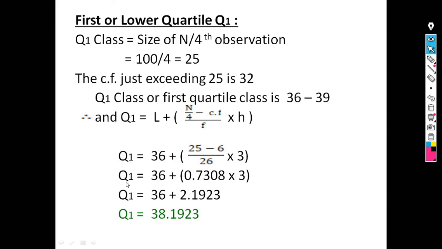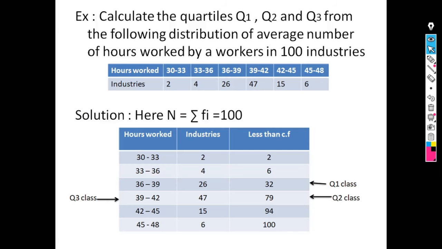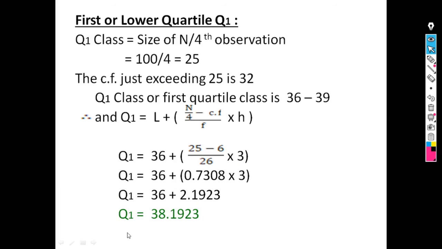After doing all this calculation, Q1 is equal to 38.1923, and we can check whether our answer is right or wrong. Our answer must be in that class interval, that is the first quartile class interval. Our first quartile class interval is 36 to 39, and the value of Q1 is 38.1923, which means this value lies between 36 and 39. So our answer is right.